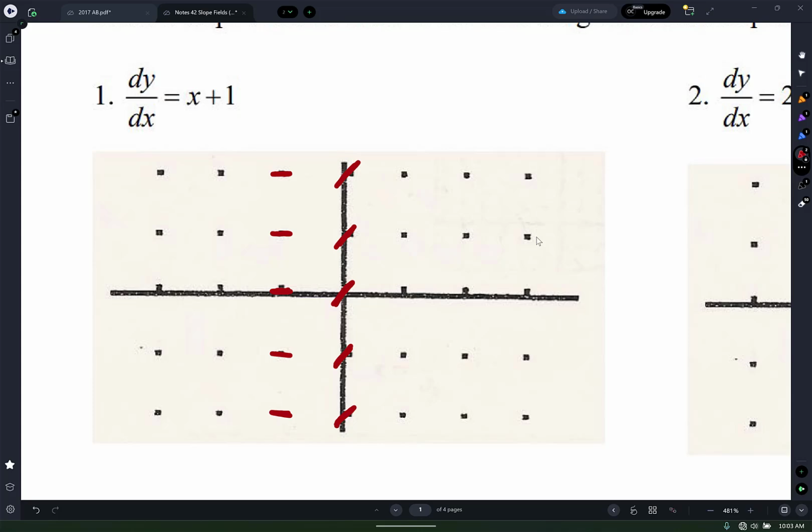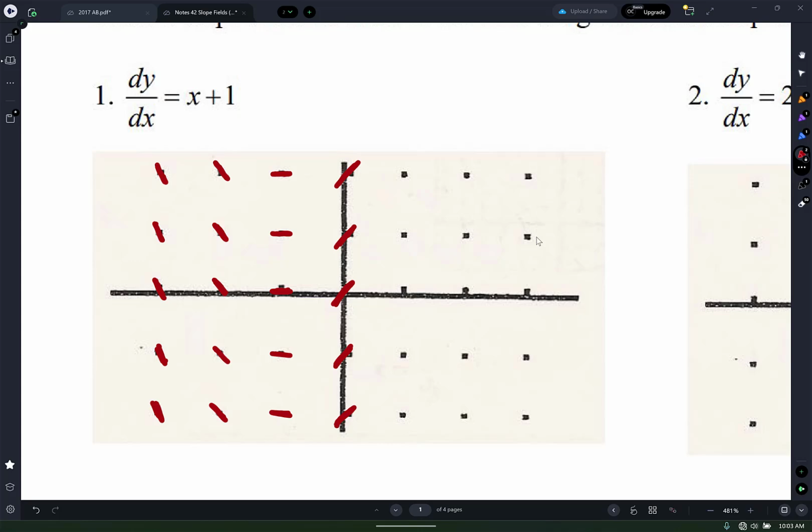At x equals negative 2, the slope is negative 1. Negative 2 plus 1 is negative 1. So you're going to put slope of negative 1. It doesn't have to be perfect. Just make it look like negative 1, like so. At x equals negative 3, the slope is negative 2. How do I make it look like negative 2? Well, you just aim it like that. See, it's a little steeper. It doesn't have to be perfect, guys, as long as it's relative to the other slope. And I fill that part in.